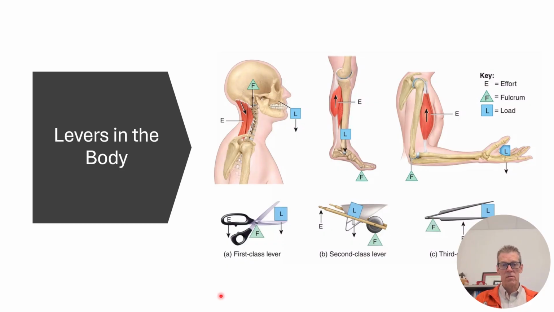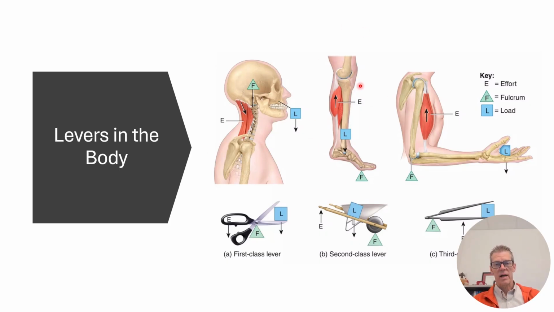So it wants to create a rotation where our chin drops to our chest, right? So then we've got muscle effort. The muscles on the back of our head that attach on the back of the head are pulling downward to create a balanced class 1 lever in this case. So that's a typical example of a class 1 lever in the body.